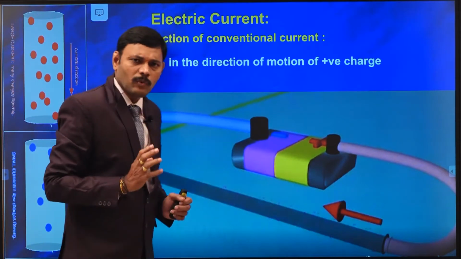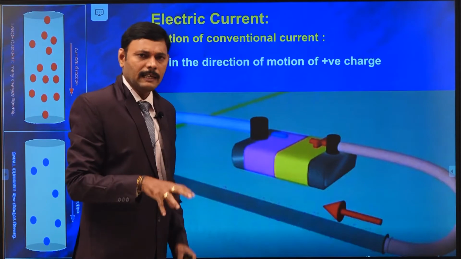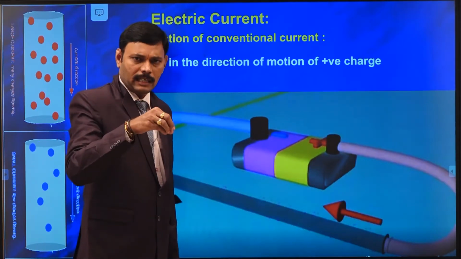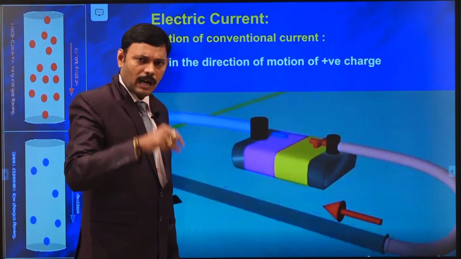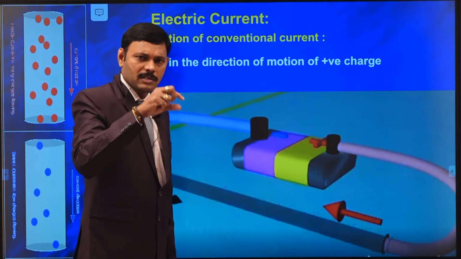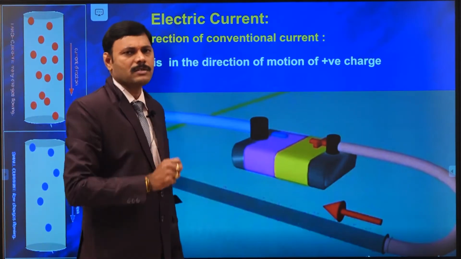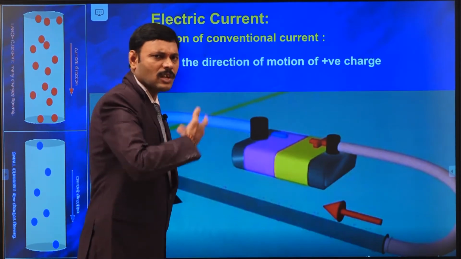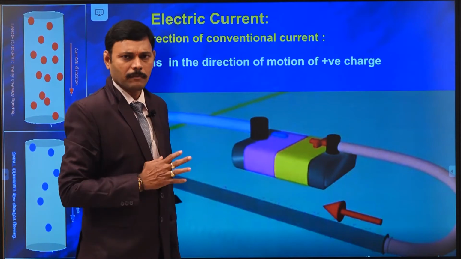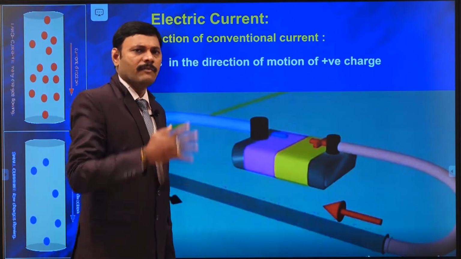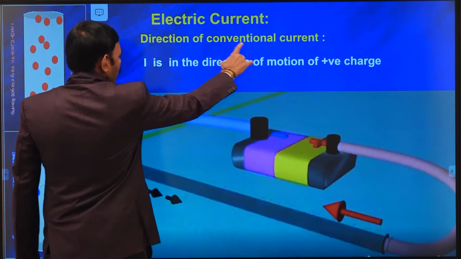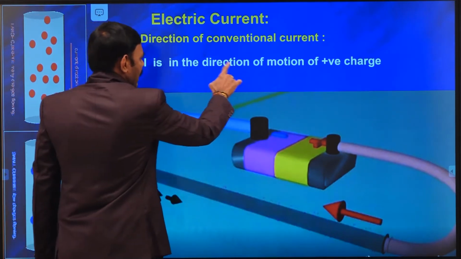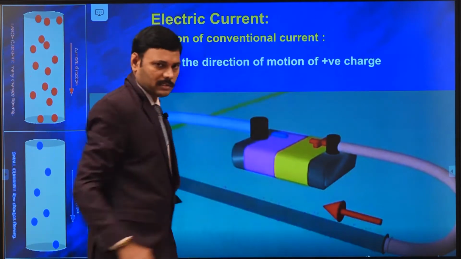Actually, in any conductor, electrons are moving, because a conductor has atoms. An atom has valence electrons. Those are the free electrons of each atom that contribute to the current, and actually electrons are moving inside any conductor. But conventionally, the direction of current is the direction of motion of positive charges.